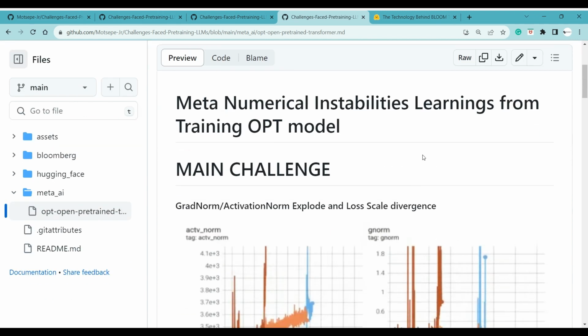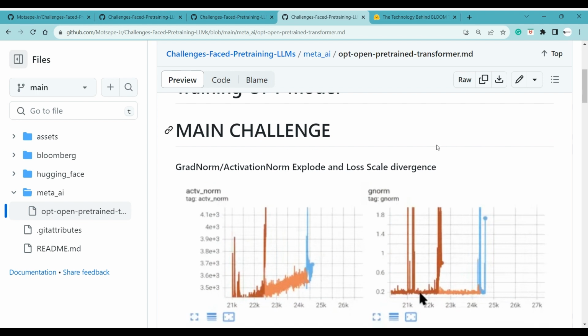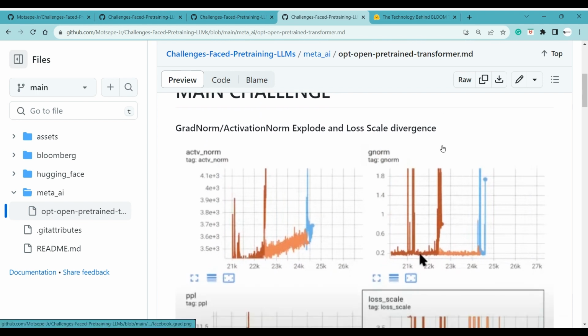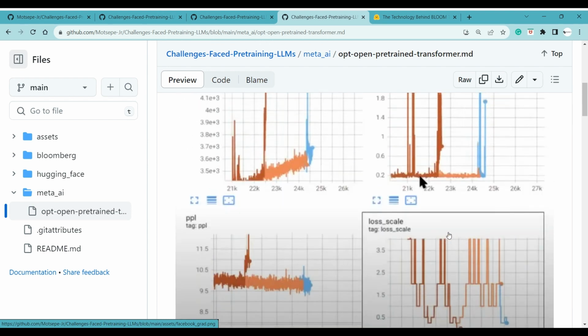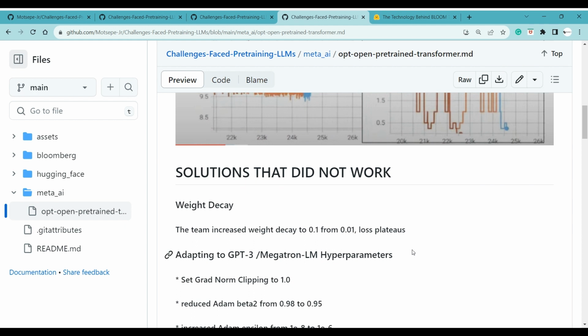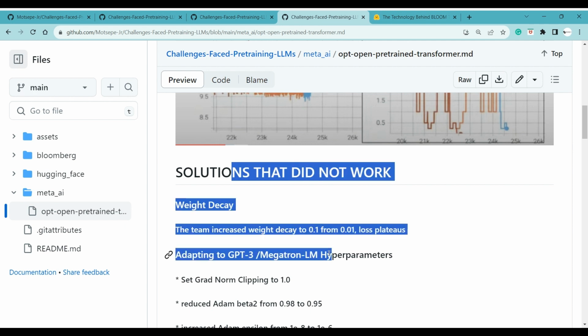Anyway, getting into Meta, they also had numerical instabilities when they were training their OPT. The challenge was the grad norm and activation norm explosion, as we can see from these graphs. Also, the loss scale would diverge. Before we get into the solutions that did not work, what happened is that they had multiple runs. You can think of it like they had the first run and thought, okay, let's change this and this. They had the second run, and some of these solutions that did not work were attempted across multiple runs.